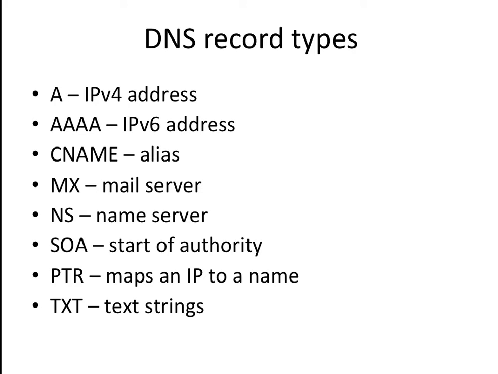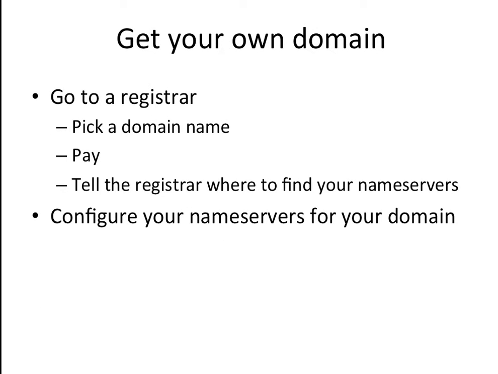MX for mail servers, NS for name server. Start of authority has some information about the zone itself. Pointer, those are the records that map an IP address to a name. And then you can also have text records that contain text strings used by different processes, such as SPF uses those, I believe.